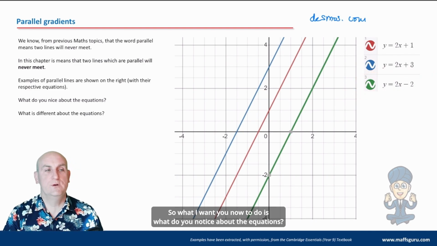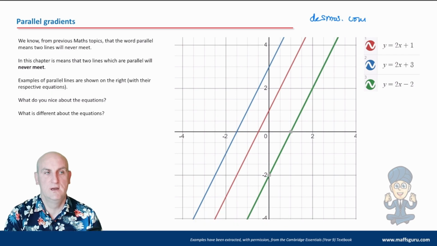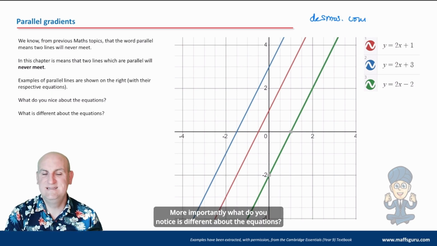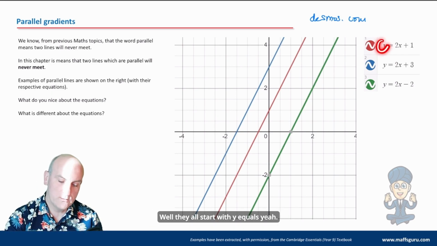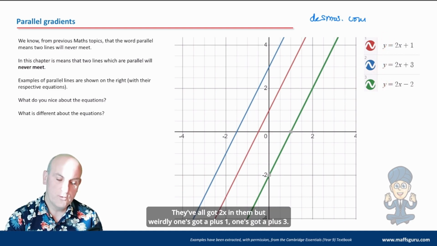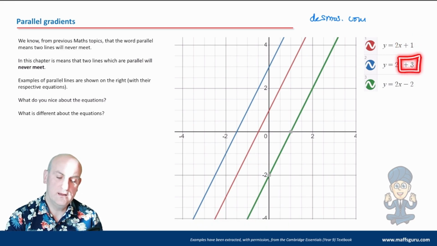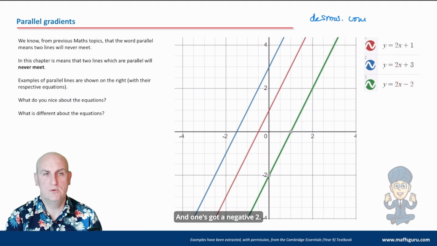So what I want you now to do is, what do you notice about the equations? More importantly, what do you notice is different about the equations? Well, they all start with y equals, yep. They've all got 2x in them. But weirdly, one's got a plus 1, one's got a plus 3, and one's got a negative 2. I wonder what that's about.